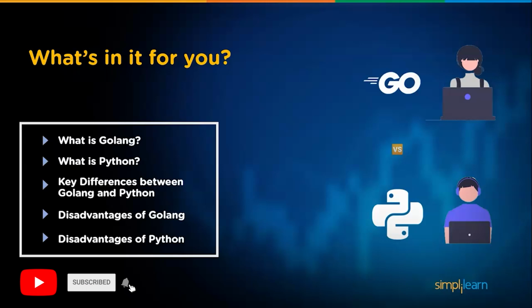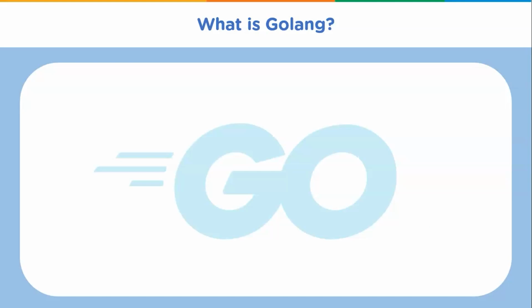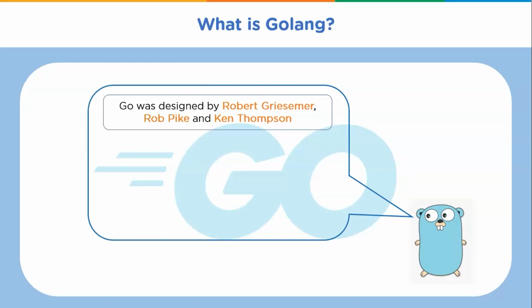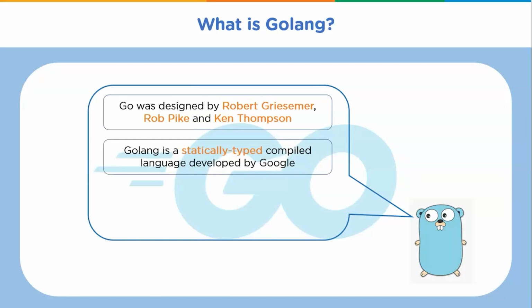Now, we will look into what is Golang. Go, also known as Golang, is an open source programming language developed by Google. Go programming language was born due to the complexity of managing the infrastructure and code bases within Google. Go was designed by Robert Griesemer, Rob Pike and Ken Thompson.